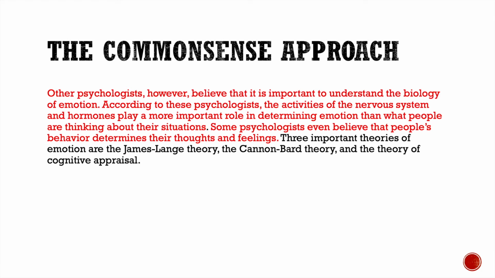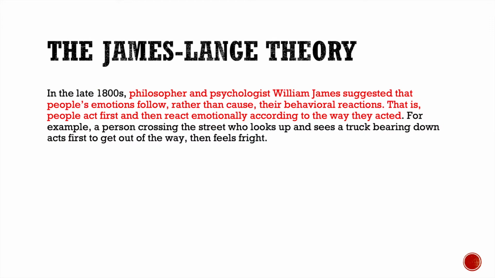Other psychologists, however, believe that it's important to understand the biology of emotion. According to these psychologists, the activities of the nervous system and hormones play a more important role in determining emotion than what people are thinking about their situations. Some psychologists even believe that people's behavior determines their thoughts and feelings. Three important theories of emotion are the James-Lange theory, the Cannon-Bard theory, and the theory of cognitive appraisal. Now, let's learn about these.